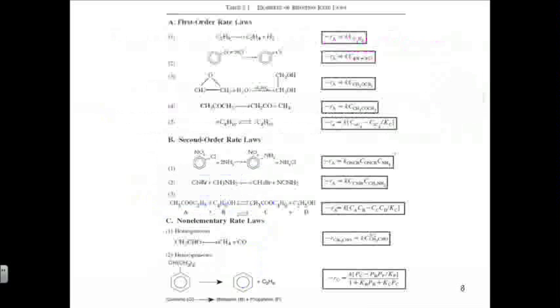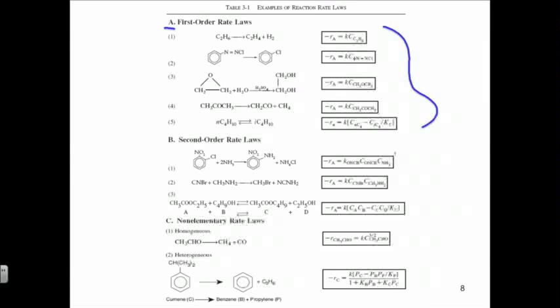In this table, you can see examples of real-life rate laws. In the first segment, A, we can see first-order rate laws with some equations and their corresponding rate laws to the right. In part B, we can see second-order rate laws, and in part C, we can see several examples of non-elementary rate laws.